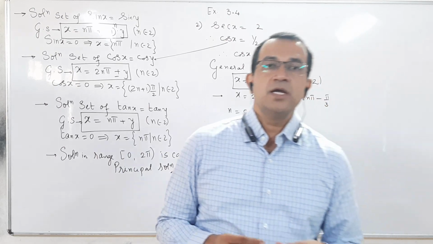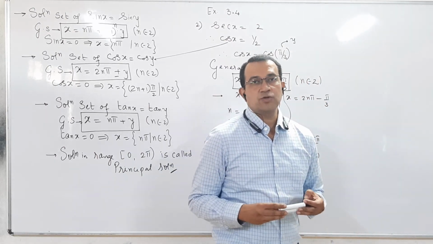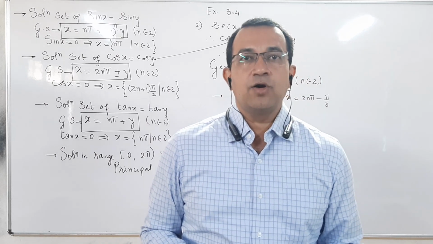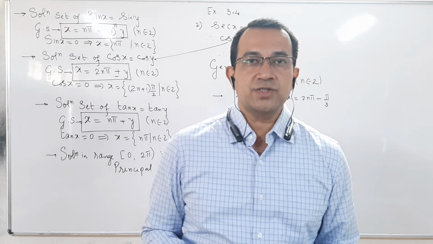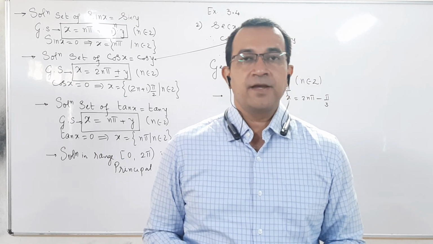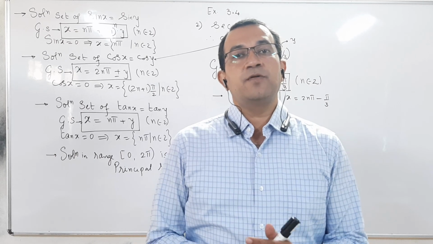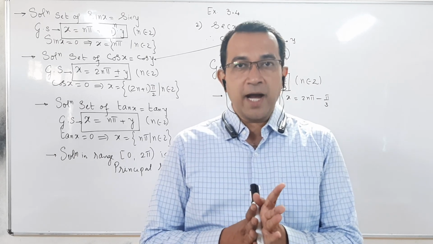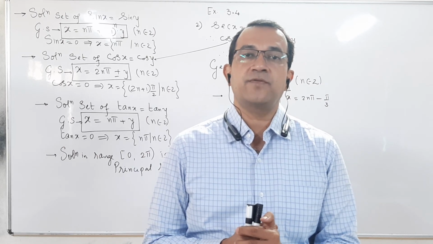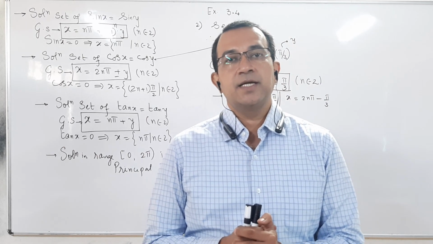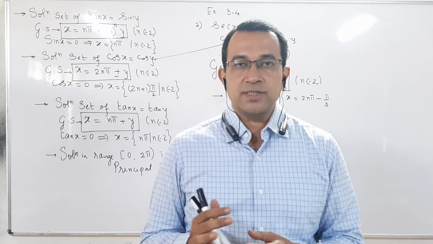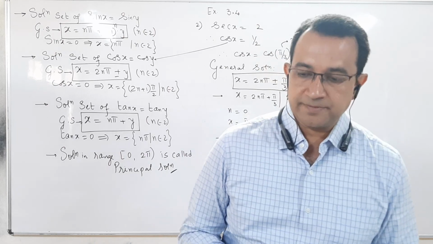Remember this also, the principal period of sine and cosine functions is 2 pi. It means the graph of sine and cosine functions is repeated after an interval of 2 pi. And the principal period of tan and cot functions is pi. It indicates that the graph of tan and cot functions is repeated after an interval of pi. And in the same way, the principal period of sec and cosec functions is also 2 pi.